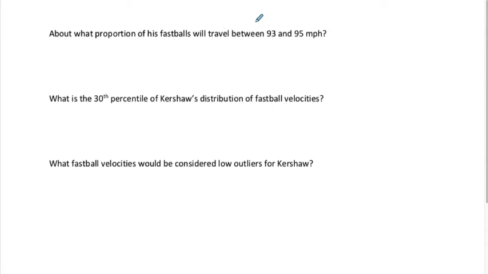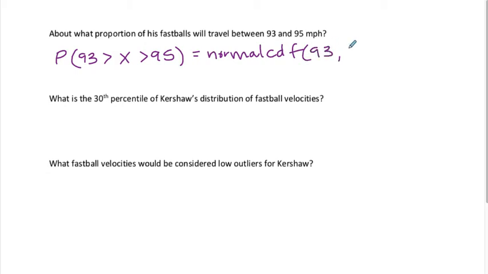On the next part: about what proportion of his fastballs will travel between 93 and 95? Now we're saying 93 as our lower value, and then we have our observations between that and 95. So normal CDF, we're looking for a proportion: 93 lower, 95 upper, still an average of 94, and standard deviation of 2. Lower bound, upper bound, mean, and standard deviation.